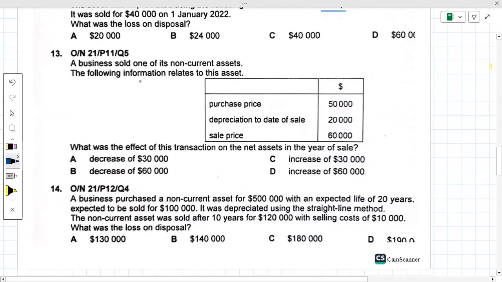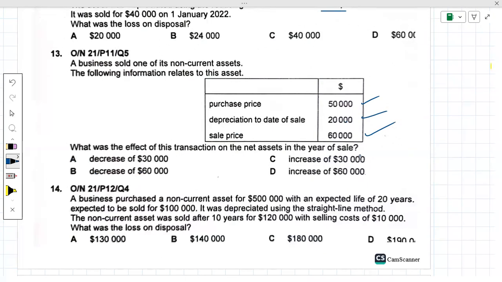So the next question is, a business sold one of its non-current assets. The following information relates to this asset. So we have the purchase price, depreciation, date of sale, and we have the sale price. So what was the effect of this transaction on the net assets in the year of sale? Okay, so because the purchase price was $50,000 and the depreciation is $20,000, it means that its net book value is equal to $30,000.